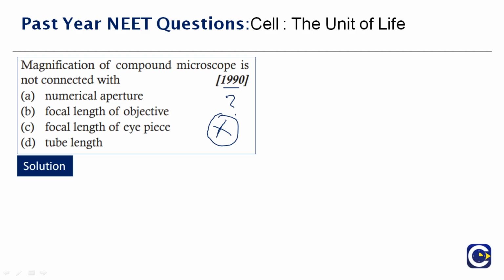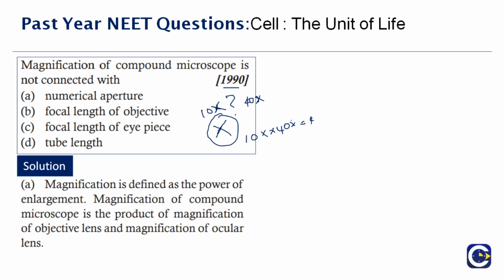For example, if the magnifying power of an ocular lens is 10x and that of the objective is 40x, then the total magnifying power of the microscope is 10x into 40x. Whatever it is, you will view it in this way. Therefore, the correct answer will be 40x.